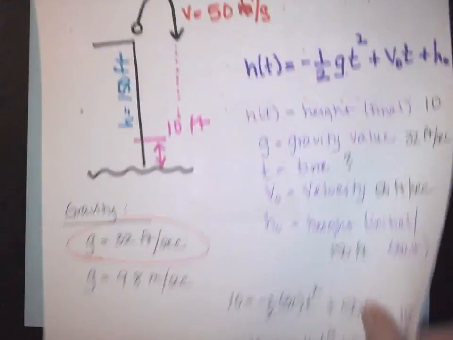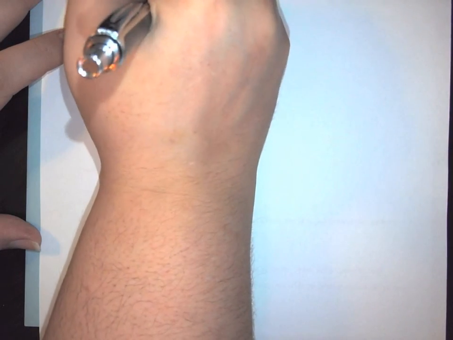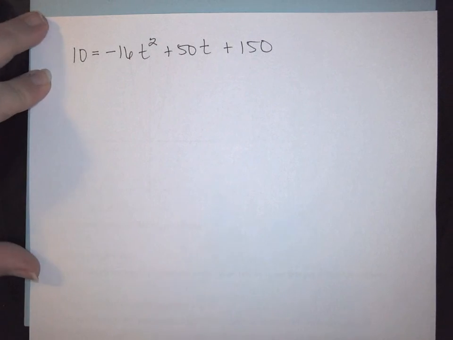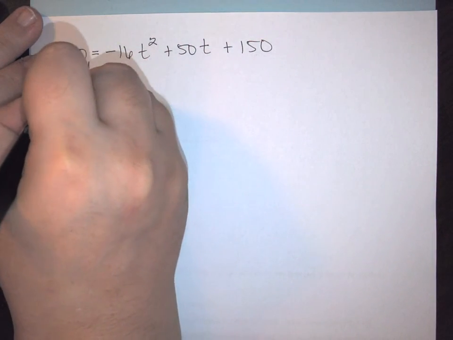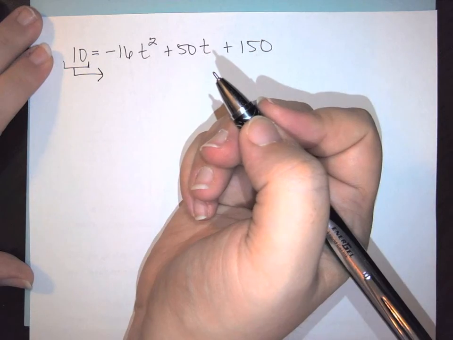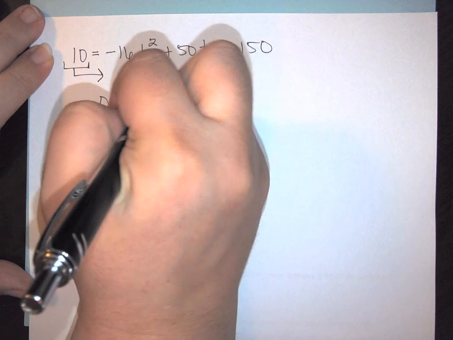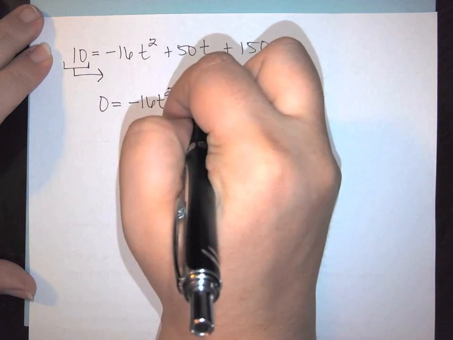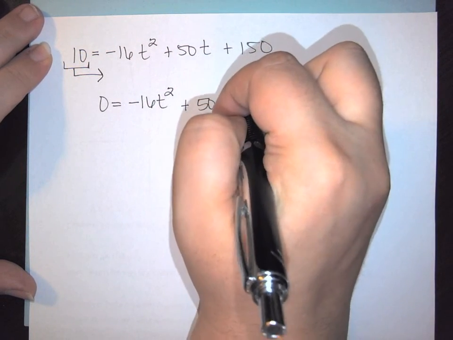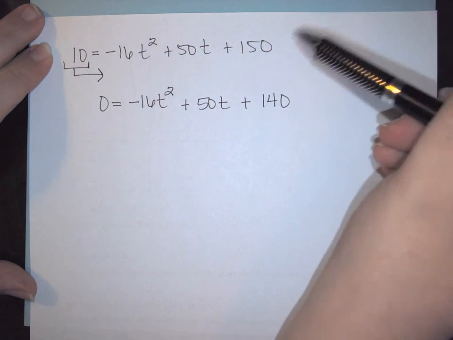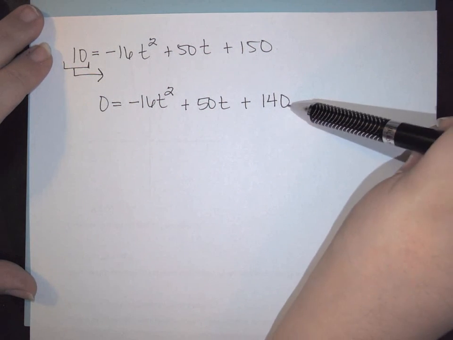So let's go ahead and look at doing that. Again, we had 10 equal to negative 16t squared plus 50t plus 150. With quadratics, the first thing we need to do is set equal to 0. So I need to take this 10 and move it. Since it is positive, that means I subtract. So we end up getting 0 is equal to negative 16t squared plus 50t plus 140, because we subtract 10 away. And this is the problem we solve.